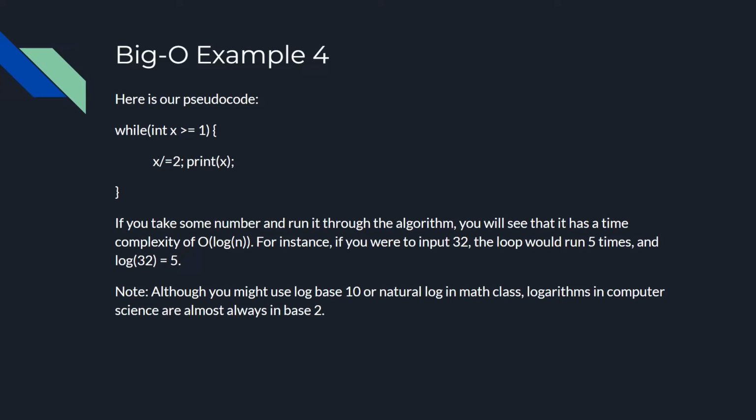So for instance, if you were to input 32, the loop would run 5 times, as log of 32 equals 5. So here, the log base doesn't really matter. We always just write O of log n, and we can see that this isn't like a linear pattern because you are exponentially decreasing n.